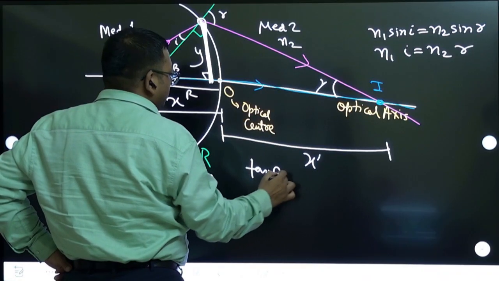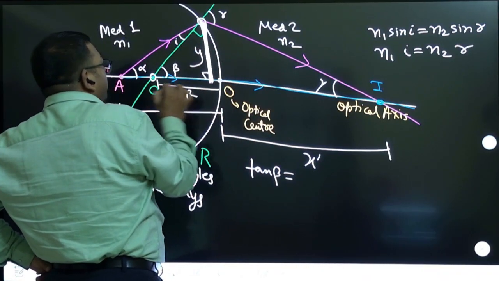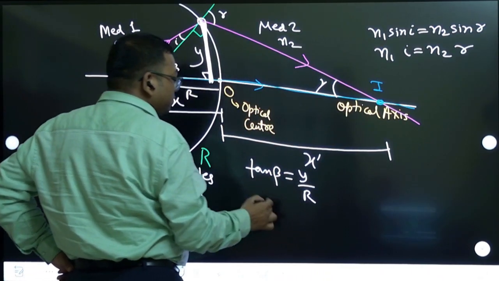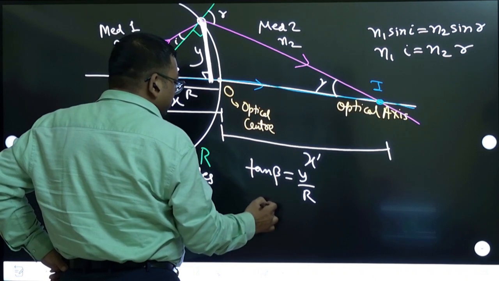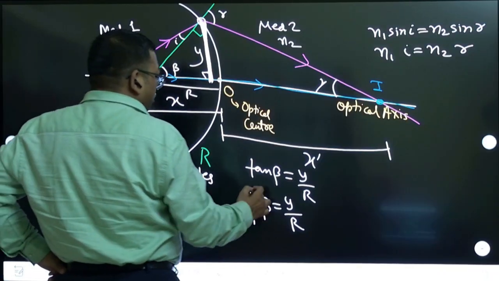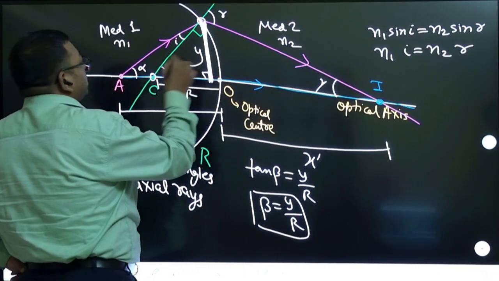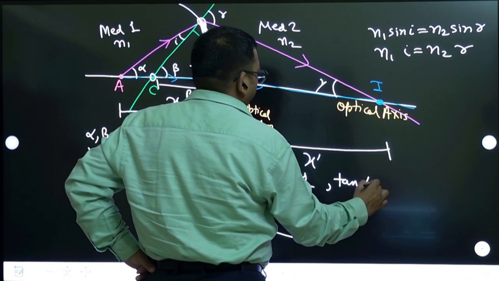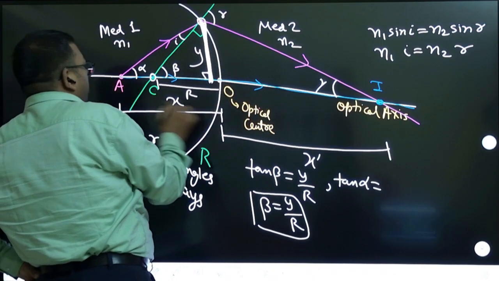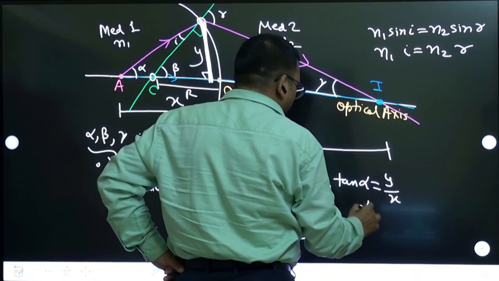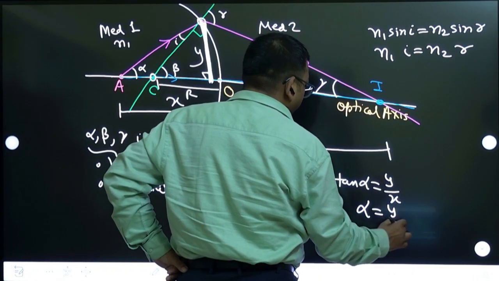Tan beta, if you calculate, is y by this distance, which is y by r. And beta is very small, so tan beta is the same as beta, so beta is equal to y by r. Okay, we got beta. Similarly, let us take tan alpha. So what is tan alpha? Tan alpha is equal to y by x. So the angle is very small, so alpha is equal to y by x.